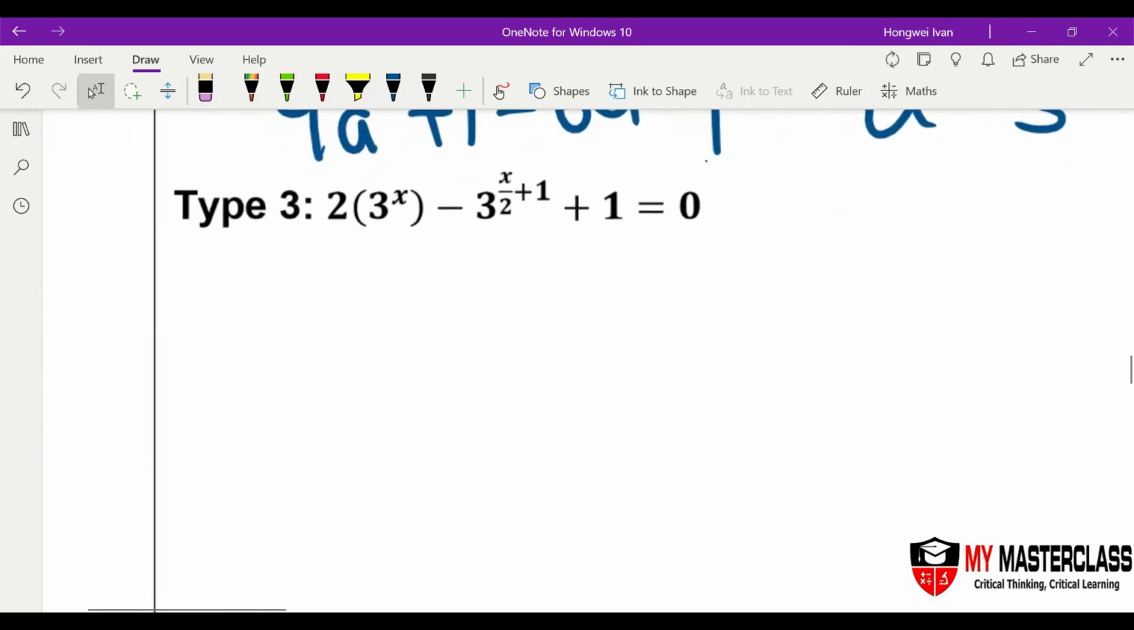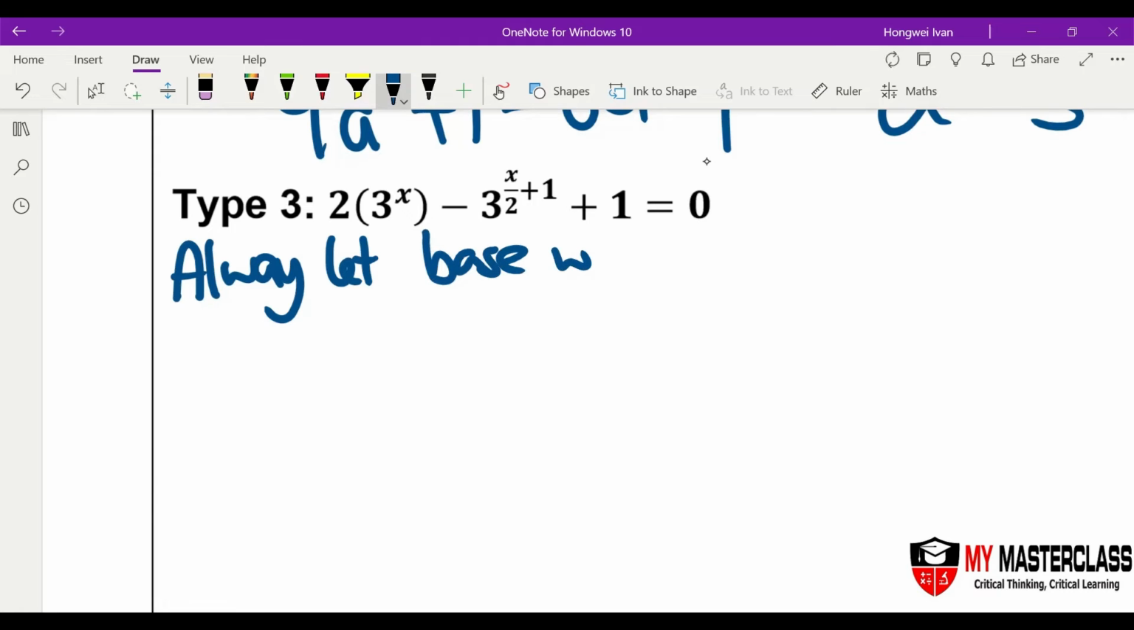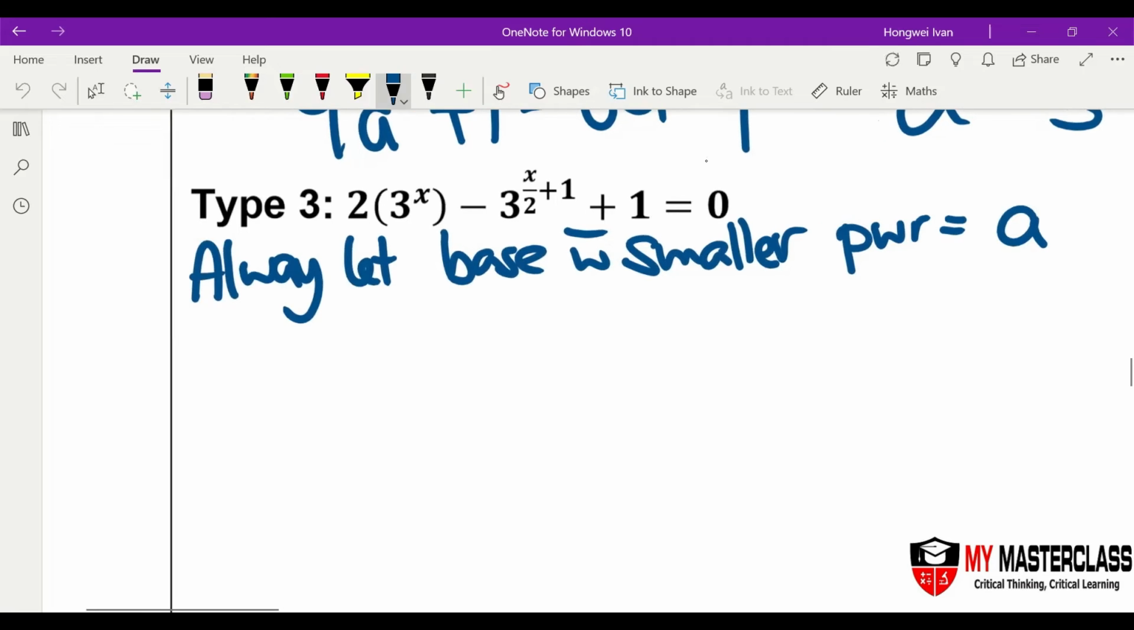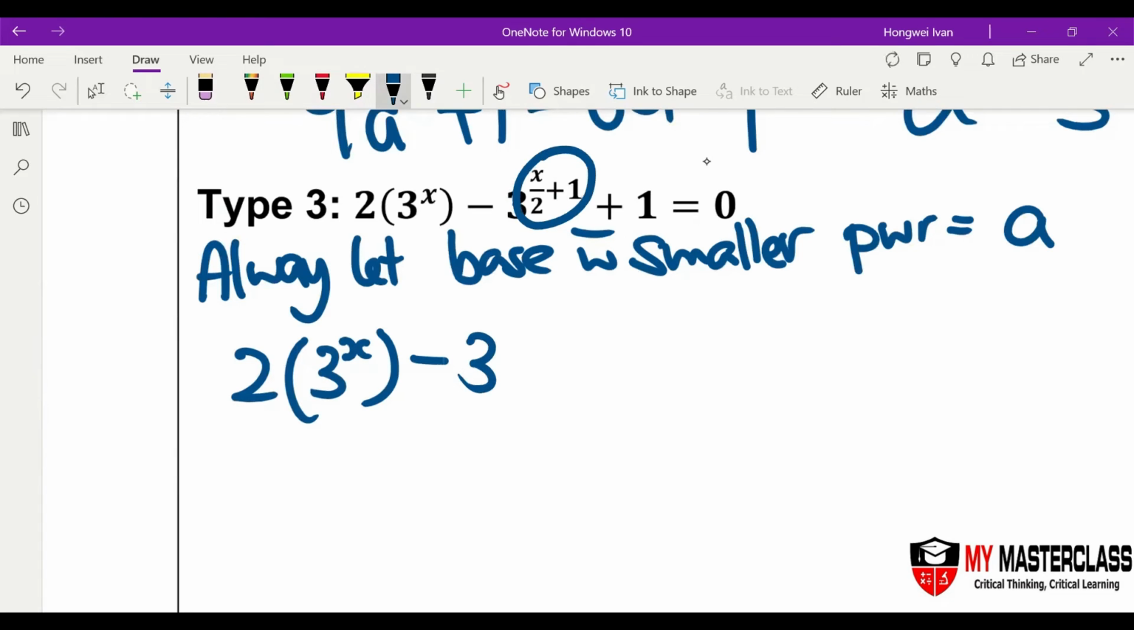Okay. The next one. Write down: always let the base with the smaller power be equal to A. So 2 bracket 3 power x. We don't let the first one be minus, because as long as the power has something like that, you must split.